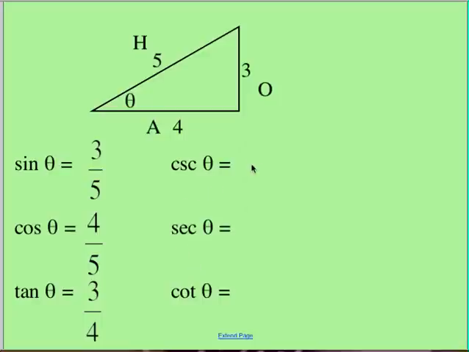So cosecant is the reciprocal of sine, so that would mean that the cosecant of theta is 5/3, the hypotenuse over opposite. Secant is a reciprocal of cosine, so this would be 5/4, sorry, hypotenuse over adjacent. And then cotangent is the reciprocal of tangent, so adjacent over opposite, and you end up with 4/3.